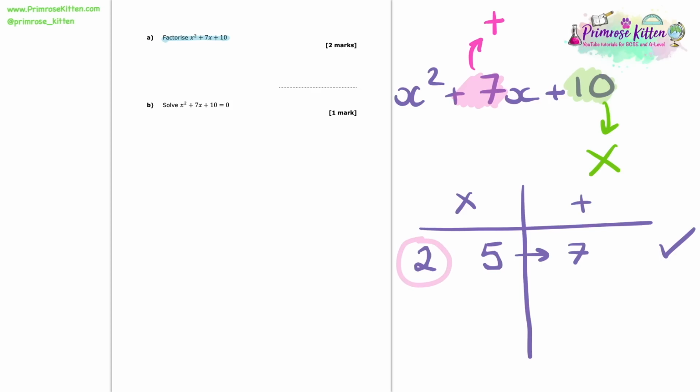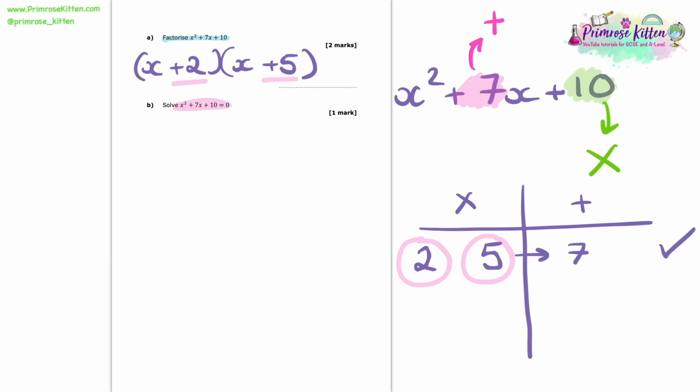So now, like I said, this is a double brackets question because there's nothing that goes into x squared, 7x and 10. So we're going to write our double brackets. We're going to write x plus 2 because we found 2 as one of our numbers, and then x plus 5, again because that's our other number that we found. And that is it factorised.